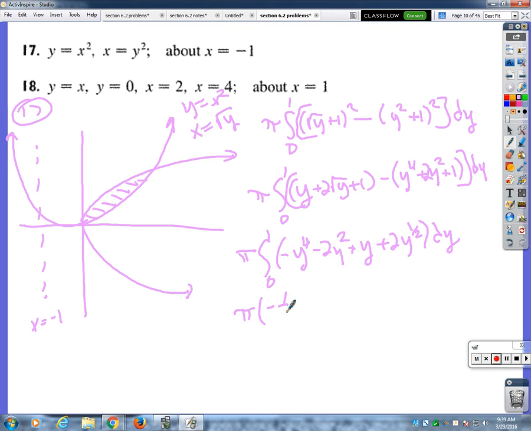So negative 1/5 y to the 5th minus 2/3 y cubed plus 1/2 y squared. And I haven't done this one yet because I just started. So you add 1 to the 3/2 and then multiply by the reciprocal, which is 2/3. So it's going to be 4/3 y to the 3/2. Luckily, that's from 0 to 1. So now on your calculator, you can just do negative 1/5 minus 2/3 plus 1/2 plus 4/3.